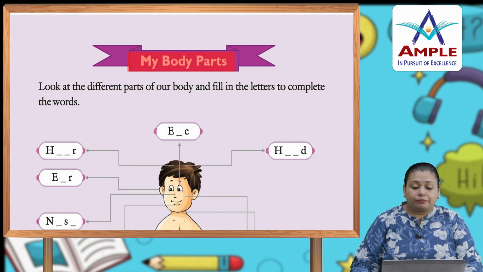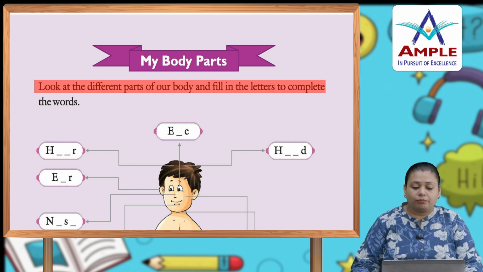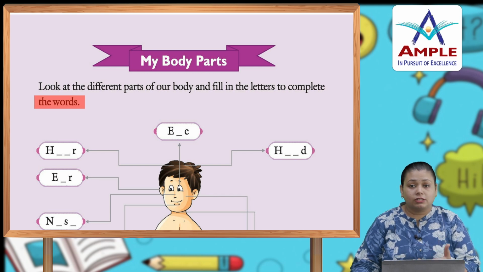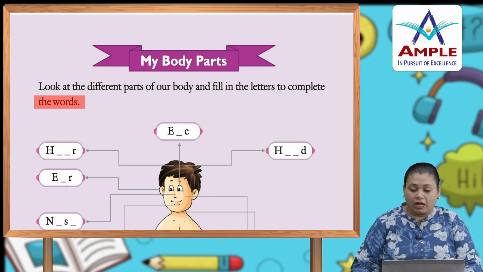Now, my body parts. Look at the different parts of our body and fill in the letters to complete the words. Here you have to write down the alphabets: you can see the body parts, find out what the body part is and what the spelling is, and write down or complete the spellings. Just like the first one is eye, E Y E, eye. Okay, the next one is hair, H A I R, hair.